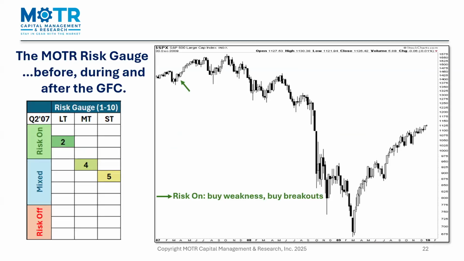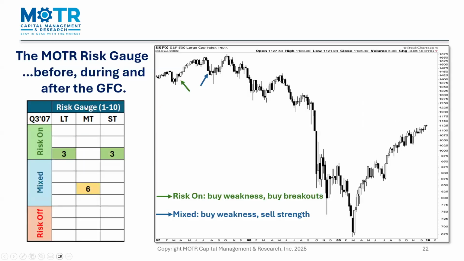At the end of the second quarter of 2007, we can see that we've dropped into mixed. So we're really focusing on this medium-term time frame. This is the monthly chart. So this is a very long-term chart. And so with this indicator dropping to mixed, despite the fact that along the way the market went out to new highs, and yet the risk gauge still dropped to mixed, is your warning that the market's lying. It's not nearly as healthy as it's trying to tell you that it is.